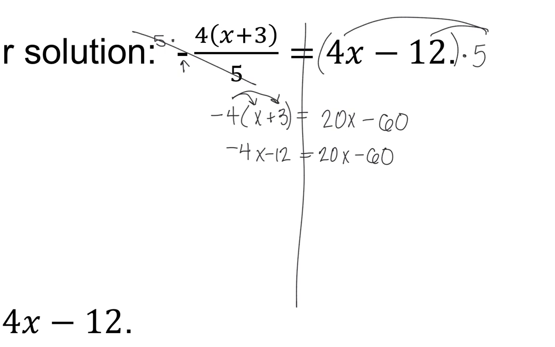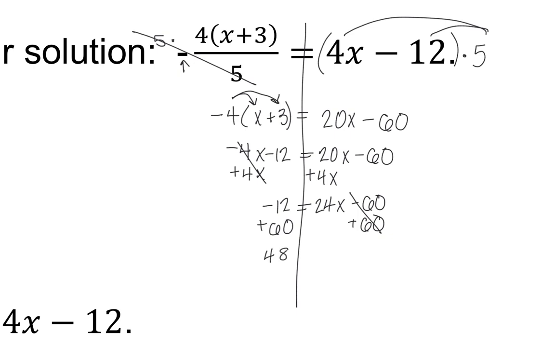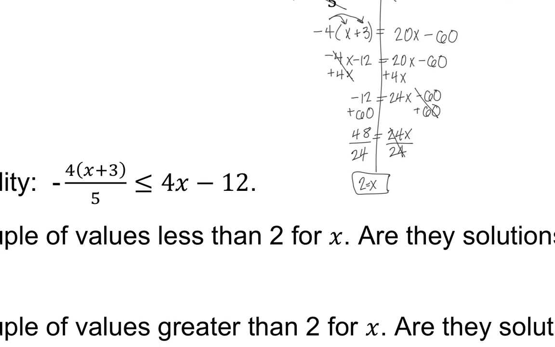At this point, you can move whatever terms you want to either side. So I'm going to add 4x on both sides, and then we have 24x minus 60. Then I'm going to add 60 on both sides. So now we have 48 equals 24x, and we can divide by 24 to get x equals 2. So that is the value that makes those two expressions equal, is 2.